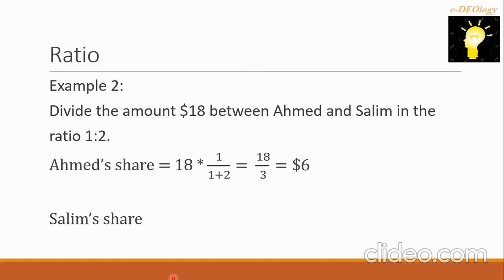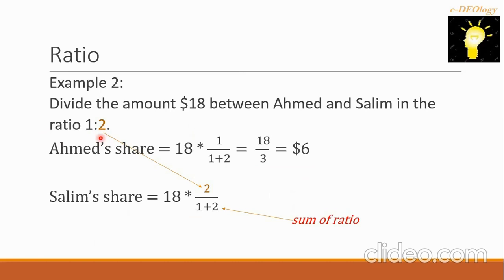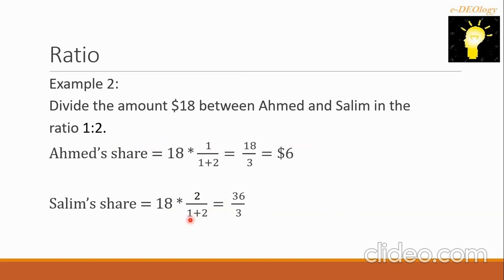Let's now compute Salim's share. The number 2 in the ratio corresponds to Salim's share, so we will put it in the numerator, all over the sum of the ratio in the denominator. Of course, we will write the $18 here. And then we will simplify. We multiply 18 by 2, and 1 plus 2 becomes 3. So this is 36 over 3, which is equal to 12, or $12. So $12 is the share of Salim out of that $18.